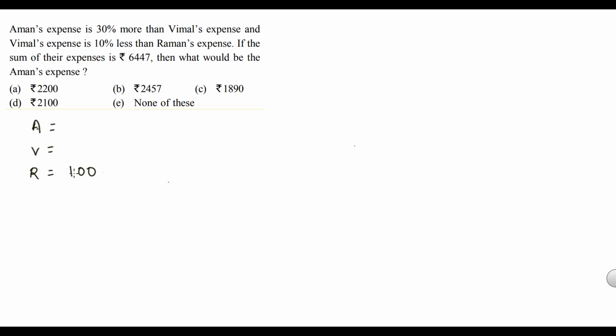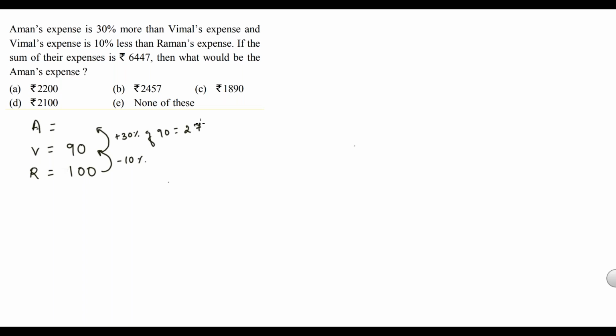Right. So if we assume that Raman's salary is 100%, then Vimal's salary is 10% less than Raman. So 10% less than 100, Vimal's salary should be 90%. And the next point is Aman's salary is 30% more than 90. So 30% more than 90 means 30% of 90. 30% of 90 is 27. Right? It's not 90 plus 30.